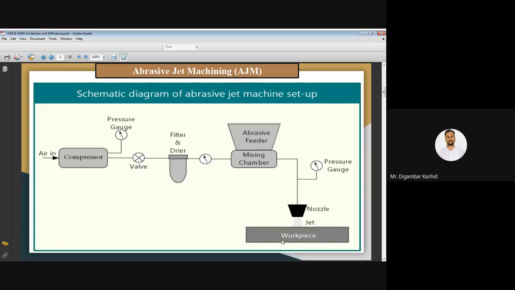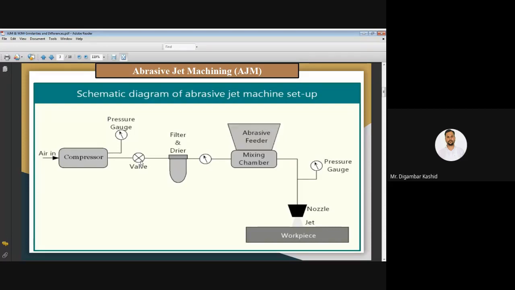You can see, we need the abrasive jet machining setup. Start with this compressor. We need some carrier gas to carry the abrasive particles. We require fresh air, and to increase the pressure of that air, we need a compressor. You can see here we have taken the air inside this compressor. Whether its pressure is increased or not, you can check using this pressure gauge.